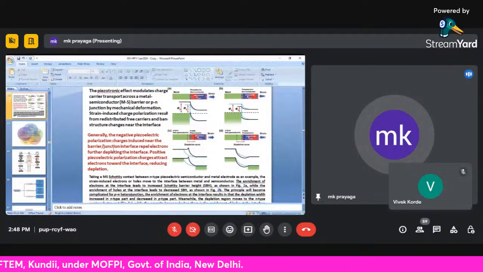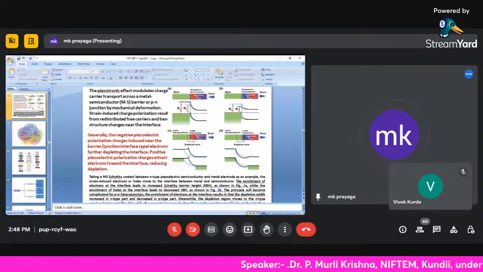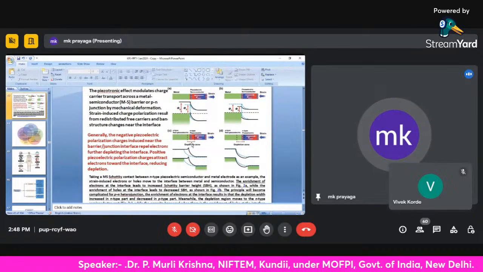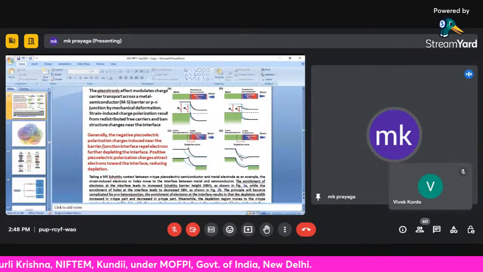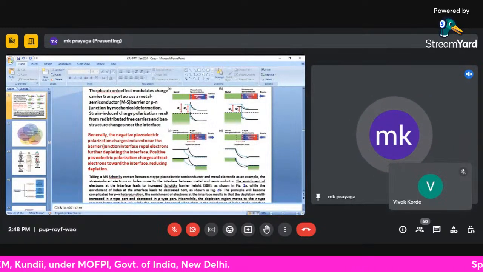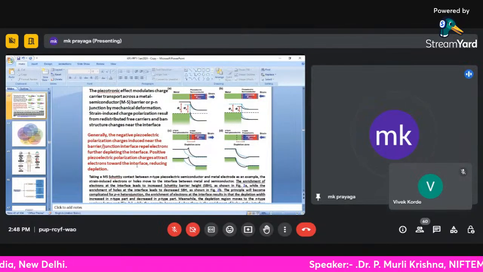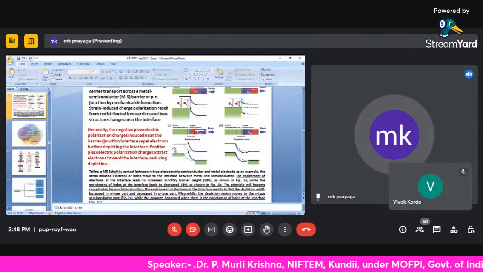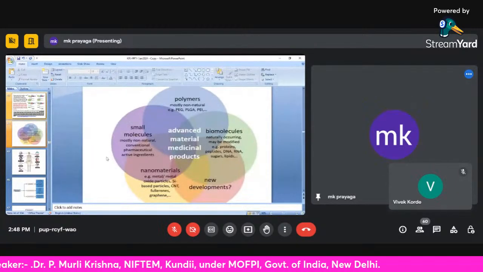Generally the negative piezoelectric polarization charges are induced near the barrier. So this is the negative, and that will repel the electrons. Here it is repelling the electrons, where you will find this barrier height will be increasing, and here this Schottky barrier height will be decreasing. And positive piezoelectric polarization attracts the electrons towards the interface. So based on that, you can tune the properties, and you will find the different piezoelectronic applications.